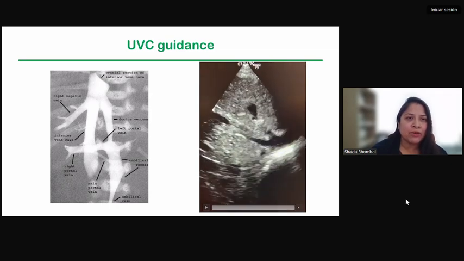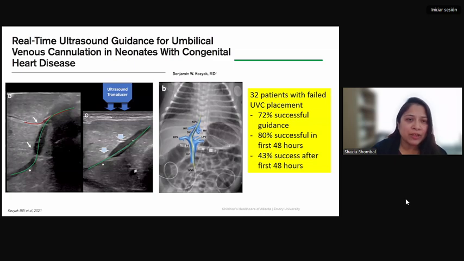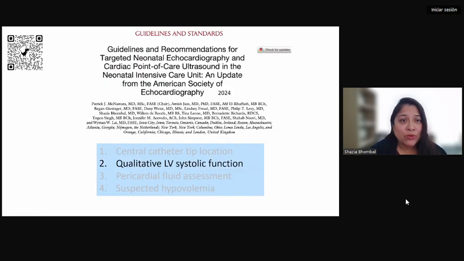And Ben Koziak has some really nice talks and has discussed the use of real-time ultrasound guidance for UVC cannulation in neonates, looking at a congenital heart disease population, but there are others that are doing this on neonates without congenital heart disease. And you think about how we try to manipulate the liver when we're putting in the UV lines. You can really direct it with guidance by actually straightening things out utilizing ultrasound. So there are definitely uses for being able to look at line position with cardiac POCUS.